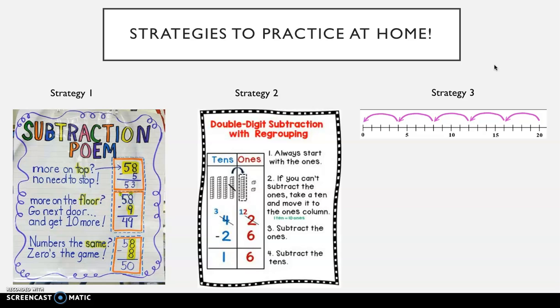Although this is a good strategy for smaller numbers, I would like your children to learn how to use regrouping so that they can practice with larger numbers. So some students for the smaller numbers may do 58 minus 9 and subtract on their fingers, which is why we would like to practice, even though they can use their fingers, we'd like to practice the regrouping strategy to use with two-digit numbers.